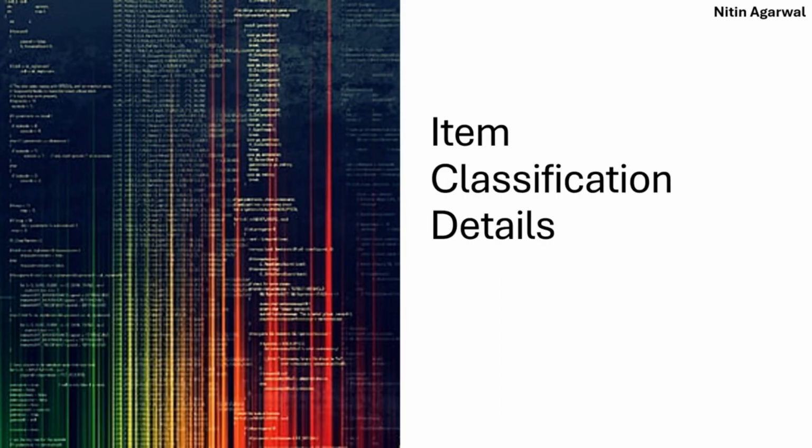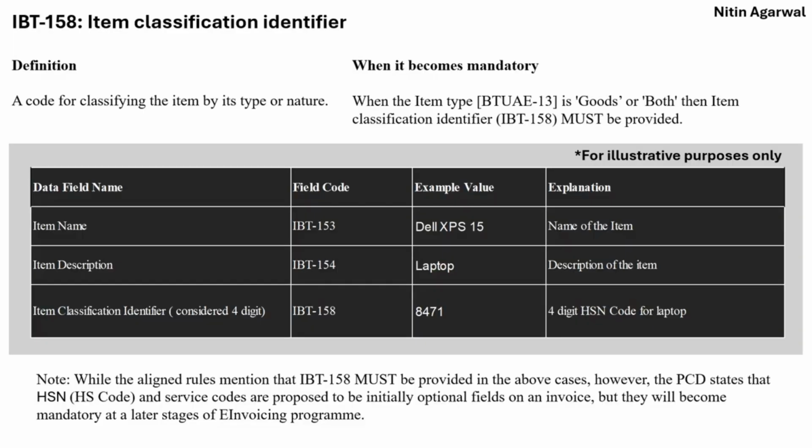Next, we will discuss the data fields for item details that are conditionally mandatory in the standard tax invoice use case within e-invoicing. The item classification identifier is a code for classifying the item by its type or nature. This is expected to be an optional field in the earlier phases of e-invoicing. However, it may become mandatory going forward.